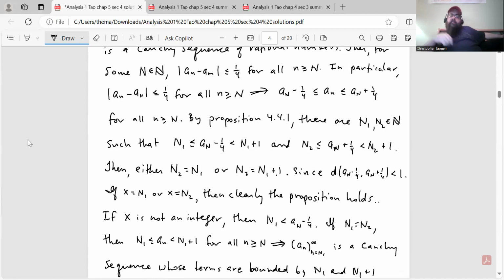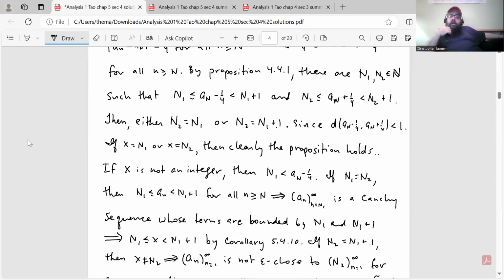By proposition 4.4.1, there are N1, N2 in the natural numbers such that N1 ≤ a_N − 1/4 < N1 + 1, and N2 ≤ a_N + 1/4 < N2 + 1. Then either N2 = N1 or N2 = N1 + 1, since the distance between a_N − 1/4 and a_N + 1/4 is less than 1, right? The distance is a half, which is less than 1.